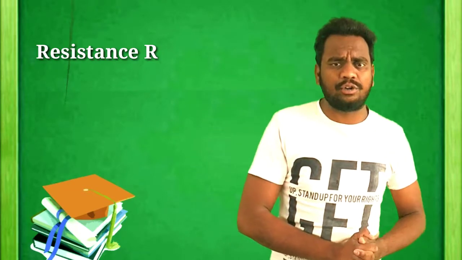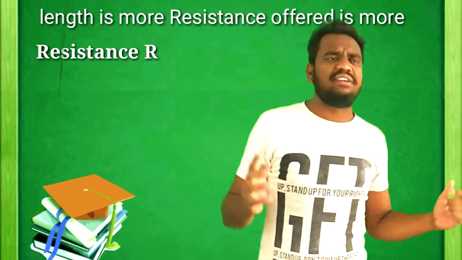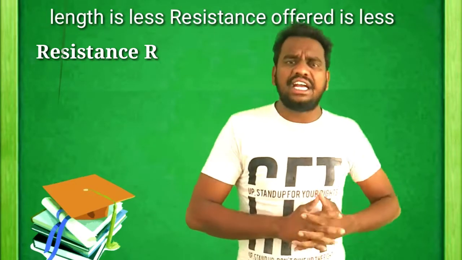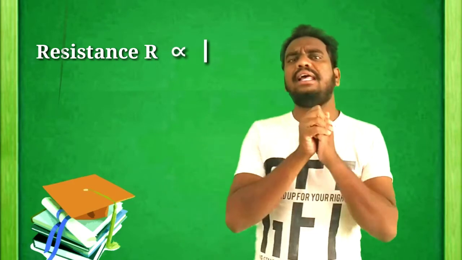This is something similar to electric resistance also. If the length of the wire is more, then that wire will be offering you more resistance. If the length of the wire is less, it will be offering you the least resistance. That means the resistance is directly proportional to the length of the wire.